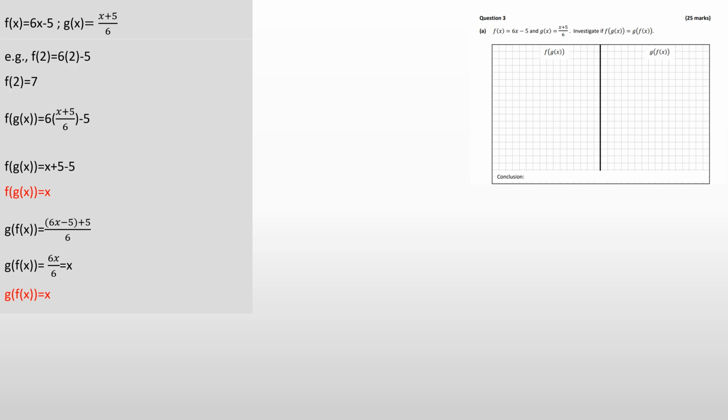So the conclusion, you would have to write that at the bottom to get full marks. So you would conclude that f of g of x is equal to g of f of x. And that's part A done.